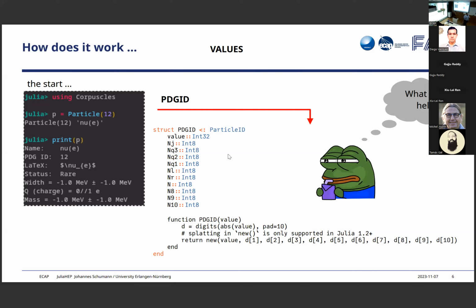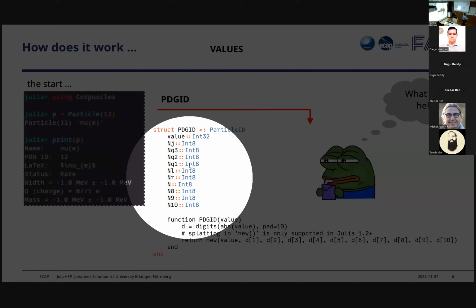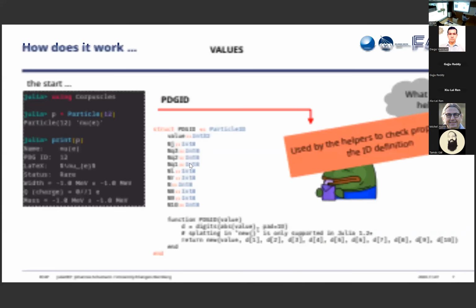So in theory, you could also put in a PDG ID and check for properties, even if it's not contained in the CSV table, because it could be that for the digits in the number, this information is contained. So, okay, as I said, that's because we have some additional information in the PDG ID. Here is a list of the helpers.